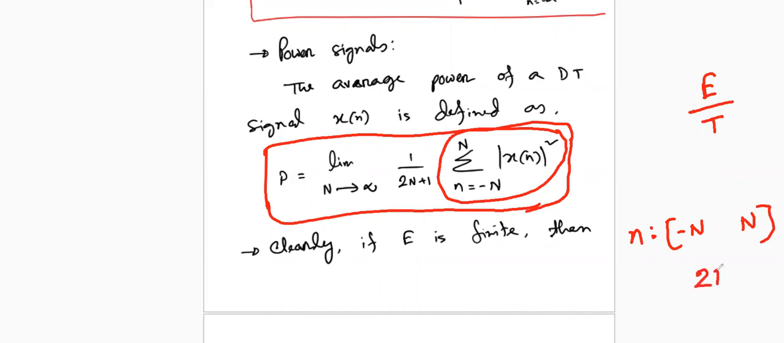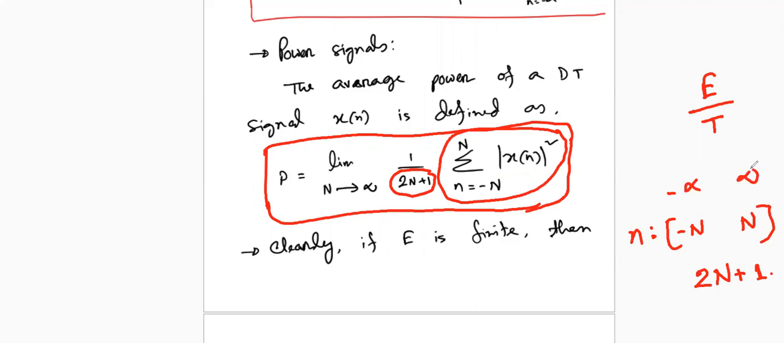The total time period is twice capital N plus 1, because the 0th sample is also a sample. So you have a total of twice N plus 1. That's why we need to divide by twice N plus 1. And if you want to cover the whole spectrum from minus infinity to plus infinity, then it will be from minus infinity to plus infinity.